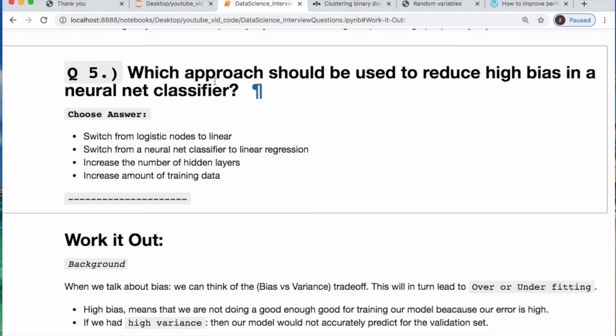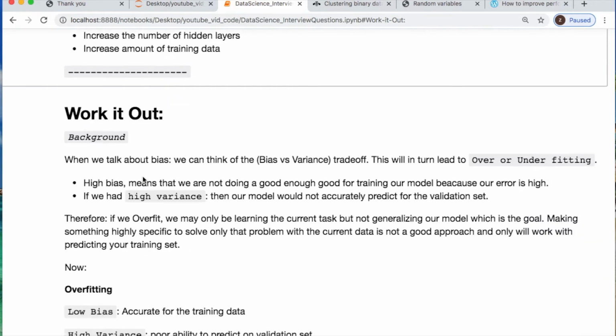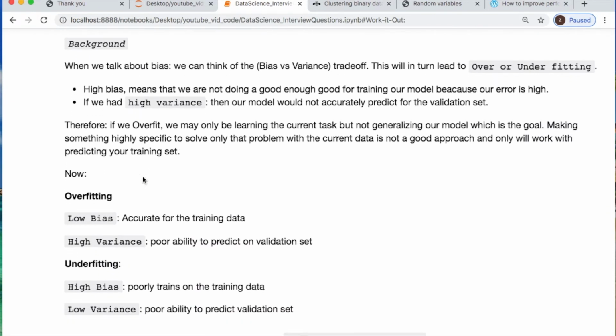So this gets into something that's really useful. If you're interested in reducing high bias in a neural net classifier, how would you approach this? And you're given a few things, and you say, oh no, what do I do here? You have logistic nodes and you're trying to make them into linear. You're trying to turn the neural network into a linear regression model. You're trying to increase your number of hidden layers, or you basically say, hey, let's chuck more training data at this, all right?